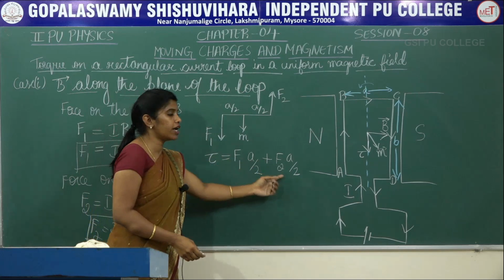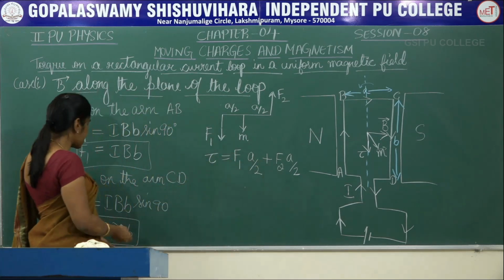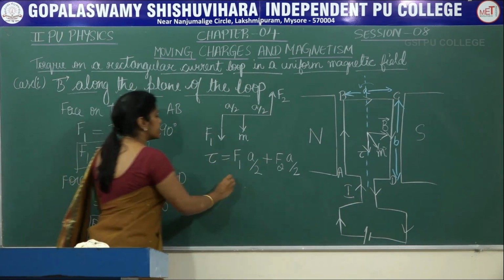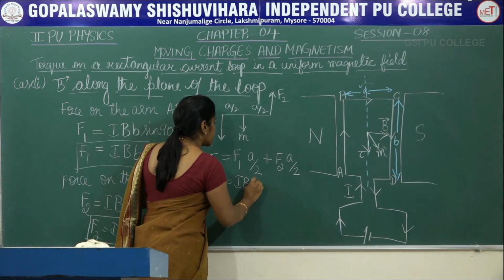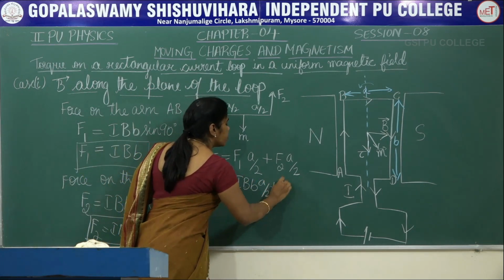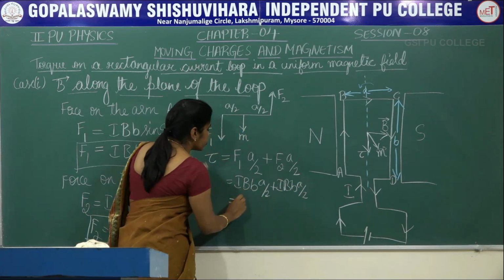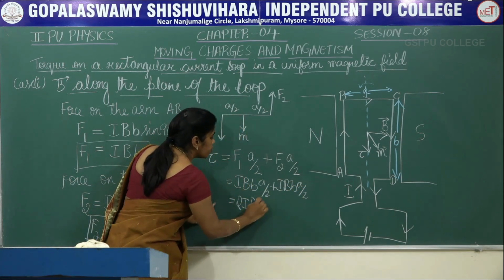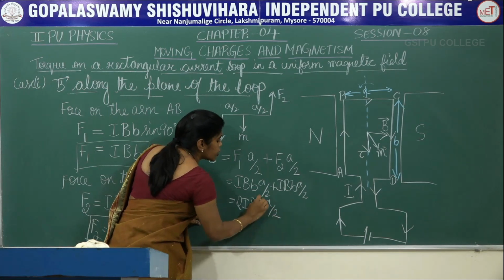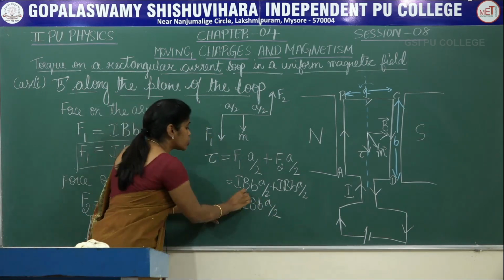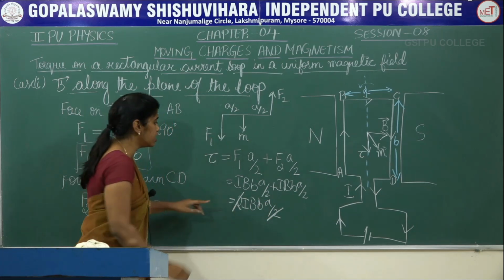Now you know F1 and F2 are equal, and it is equal to IBB. Let us write down IBB A by 2 plus IBB A by 2. If you add them, you are going to get 2IBB A by 2. Now this 2 and this 2 get cancelled.